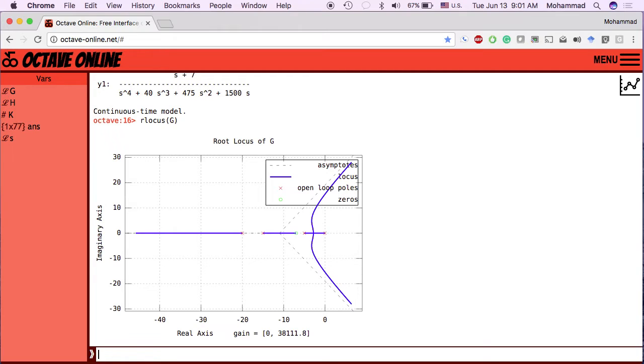Now, let me bring to your attention that the pole that starts from negative 20, with increasing K, goes further to the left. So it becomes even less dominant. So its effect goes down faster. The other one that is originally at negative 15 stays also to the left of the other two poles. So still it's not a dominant pole. So the point is that these two poles that start from 0 and negative 5 are going to be the dominant poles.